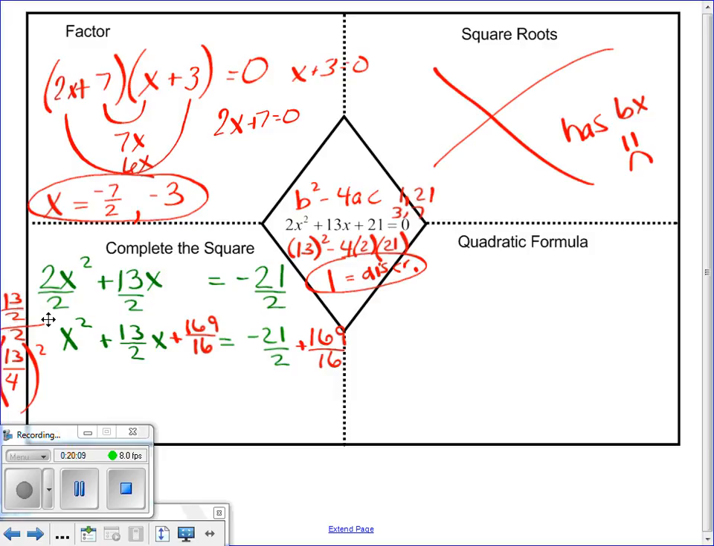All right, how does this factor? X plus 13 over 4. Again, that little side note that we make, isn't that great? It's right there. I don't even have to think about it. Negative 21 over 2 plus 169 over 16. Do you concur?